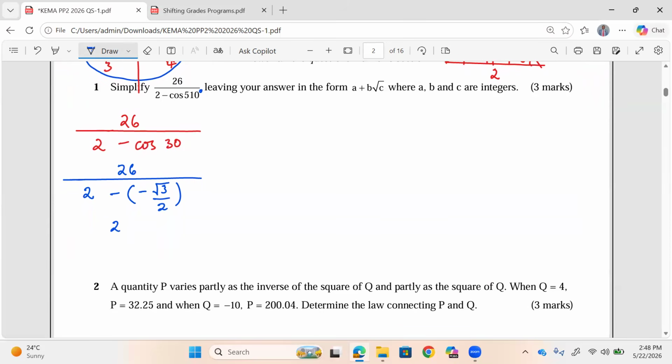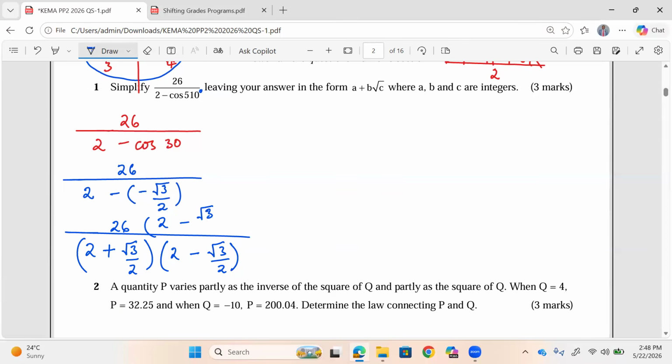So we're now having 26 out of 2. This becomes a positive, out of 2. Then now to simplify, we can work with what you call the conjugate. So the conjugate now becomes 2 minus the root of 3 out of 2, conjugate of the denominator. And we also apply the same on the numerator, like that.